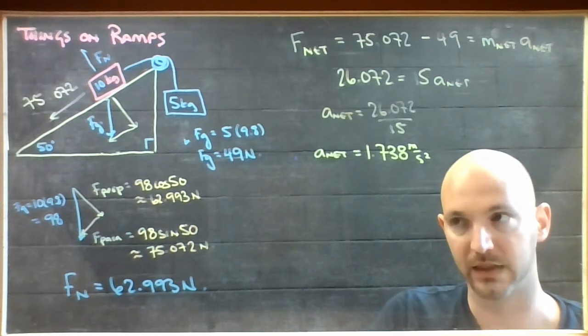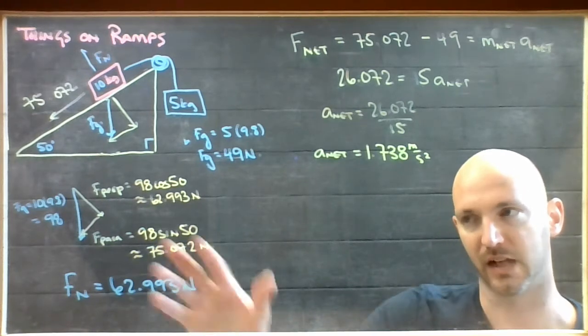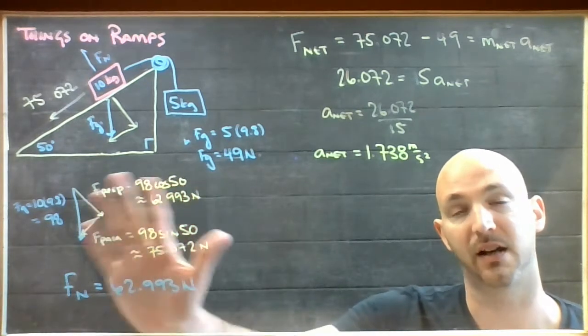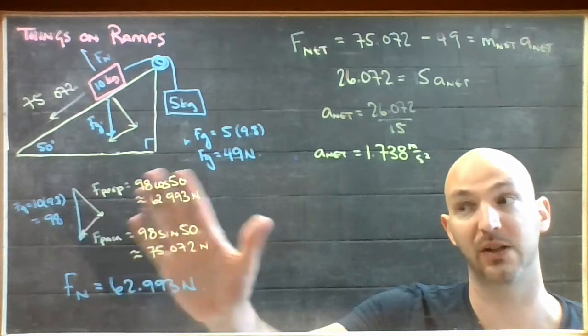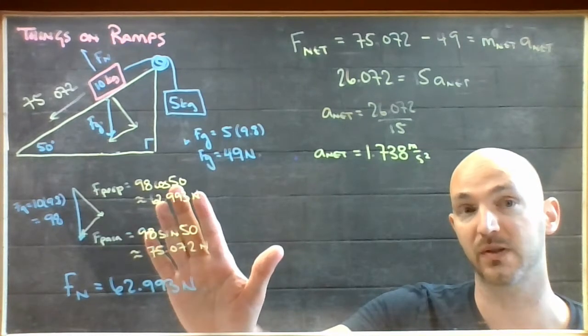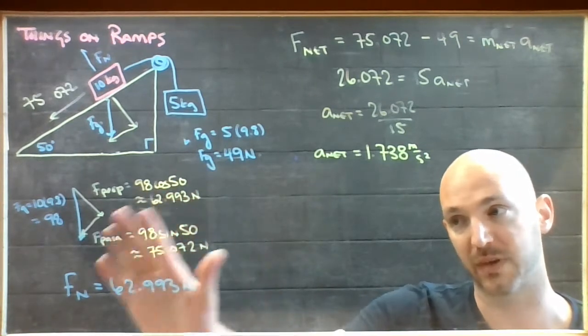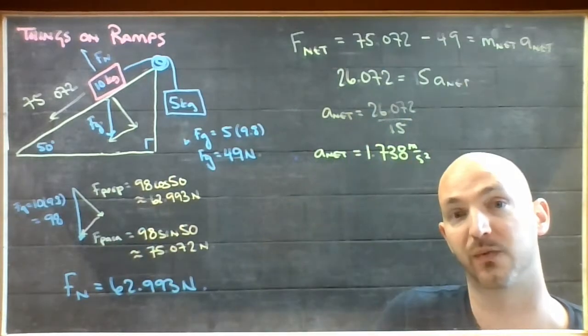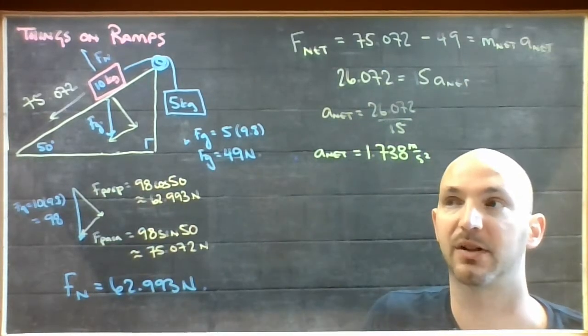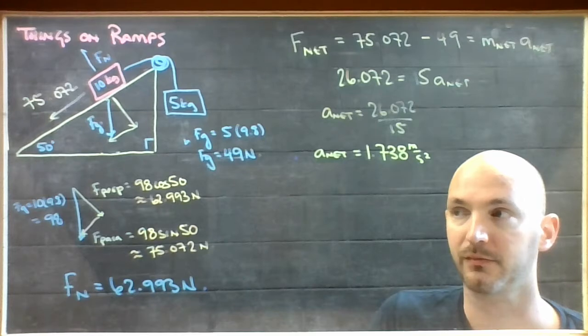But I think the point here really is to underscore splitting an inconvenient force into convenient components, and then using each of those pieces to identify all of the rest of the forces in order to get a net acceleration. Okay.